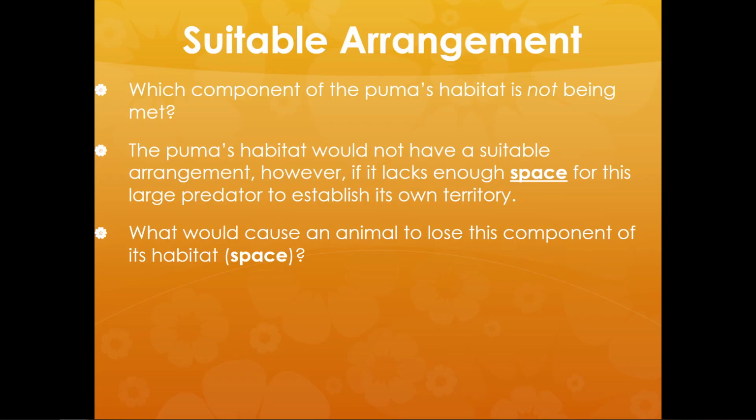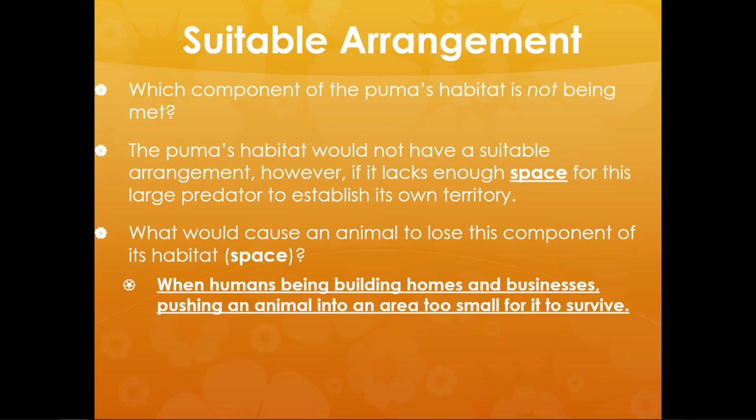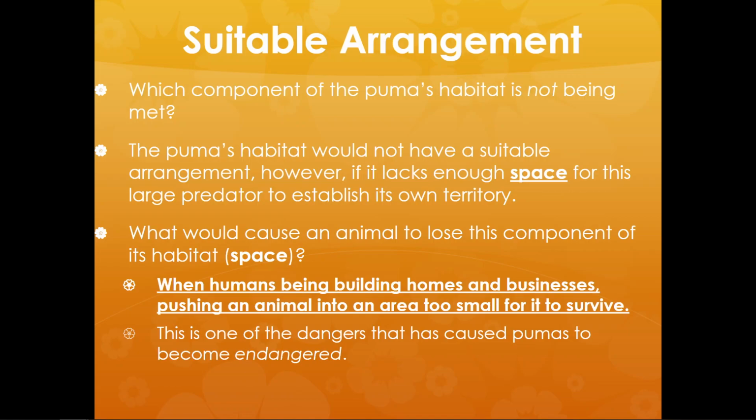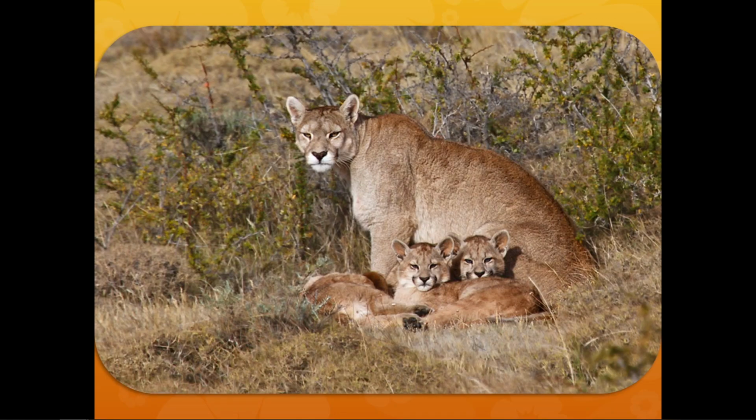What would cause an animal to lose this component of its habitat? Well, for the most part, this would mainly be humans building homes and businesses, pushing these animals into smaller areas, making them too small for these large predators to survive, which ends up causing either a population drop for those predators or them being removed from the food chain. All right, so this is one of the many dangers that have caused pumas to become endangered. These are basically large cats like cougars.